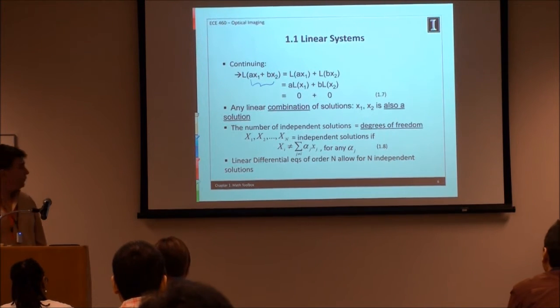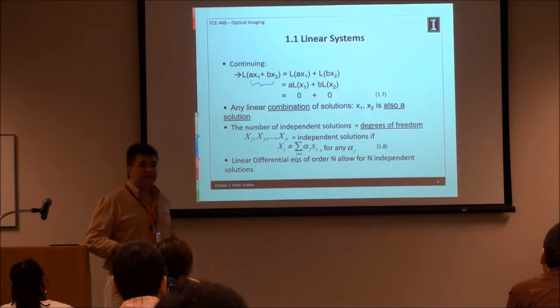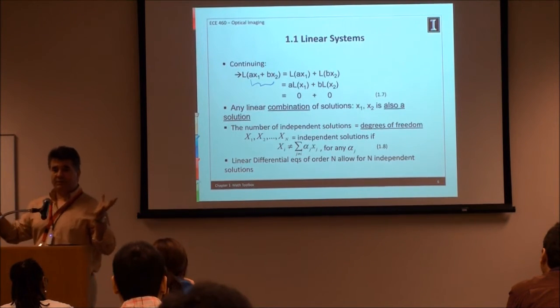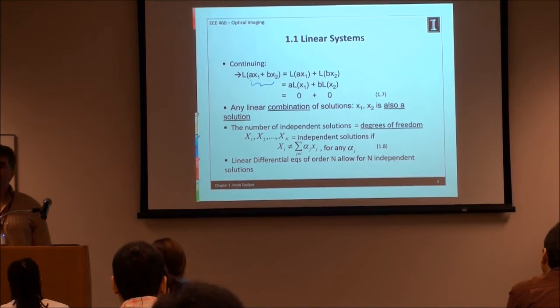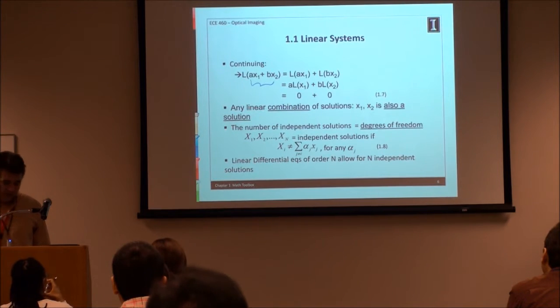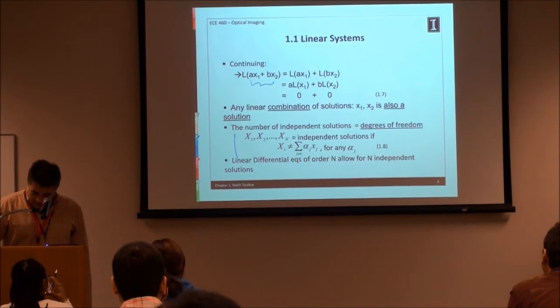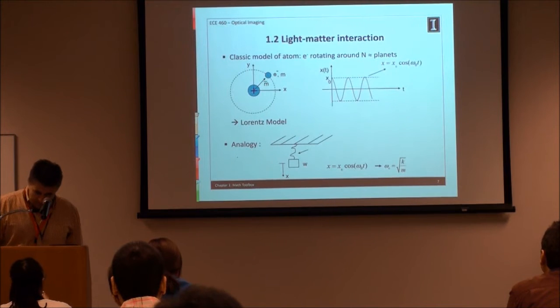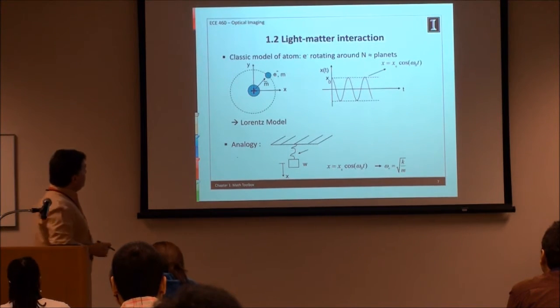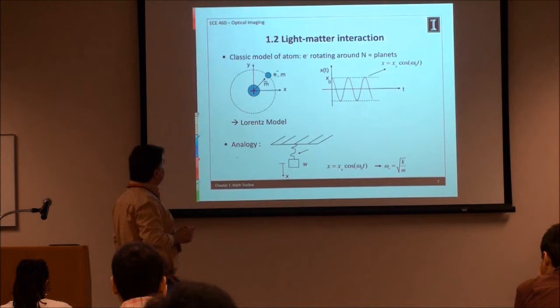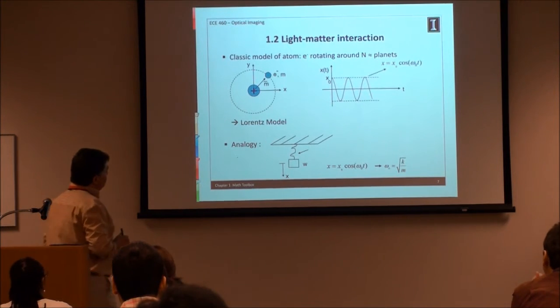Okay? And again, what that means from practical purposes is that I can take a complicated problem and break it into pieces that are simple. Okay, this can be generalized for n degrees of freedom and so on. Let's go back to our optics. Why is the mass on a spring so important?